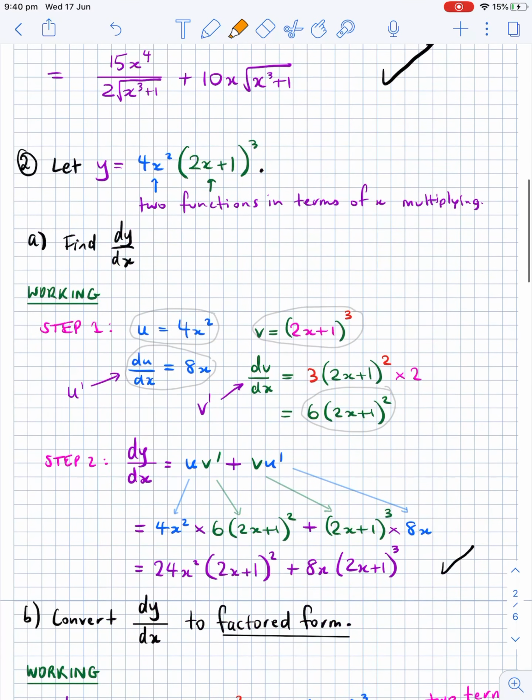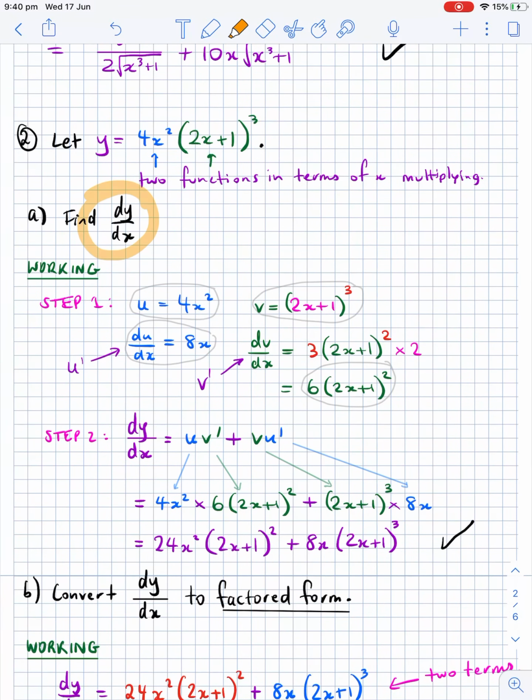Let's try another one. Let y equal this function here. We've got 2 parts which are multiplying, and they're both in terms of x. So this is the situation where you'd want to use the product rule because you can't really simplify this any further without expanding these awful brackets.